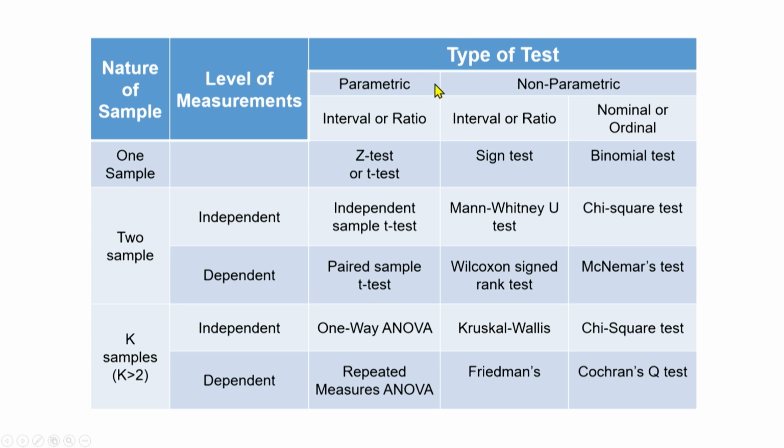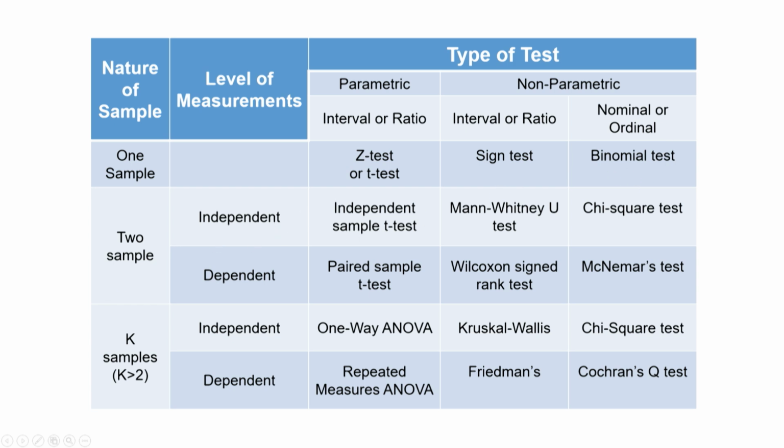We can see here parametric and non-parametric. In parametric we have interval or ratio data, and the same way in non-parametric we have interval or ratio, and for the categorical data we have nominal or ordinal. First we can discuss one sample. If we have one sample in the case of parametric and your data is interval, then we can use either Z test or T test, but in the case of non-parametric we can use the sign test. If the data is nominal or ordinal, then we can use the binomial test.